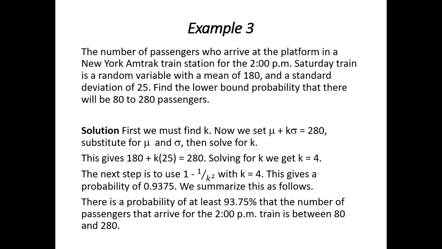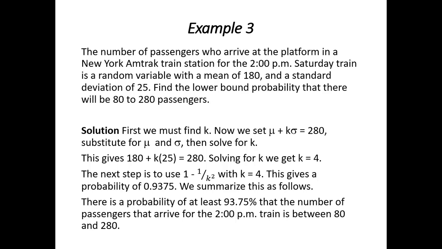In our last example, we'll notice that we're given the number of passengers who arrive at the platform in a New York Amtrak train station for the 2 p.m. Saturday train is a random variable with a mean of 180 and a standard deviation of 25. Find the lower bound probability that there will be between 80 and 280 passengers.